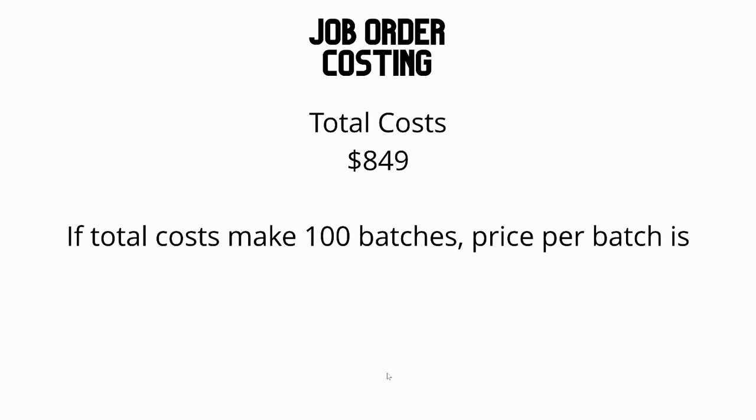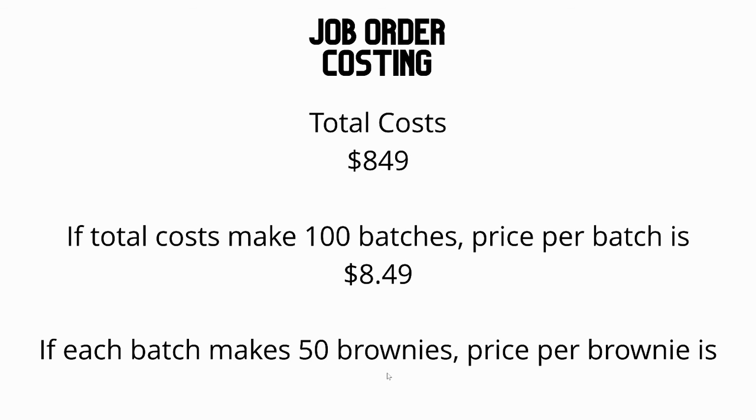If total costs make 100 batches, the price per batch is $849 divided by 100 batches, or $8.49 per batch. If each batch makes 50 brownies, price per brownie is calculated by taking $8.49 divided by 50 brownies. This comes out to about 17 cents per brownie.